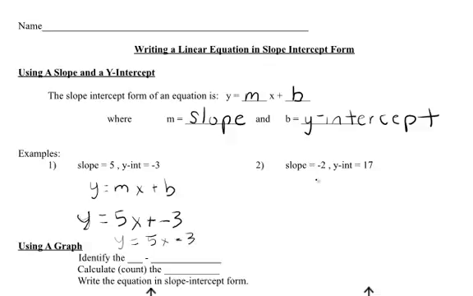Okay? Let's try another one. Again, y equals mx plus b. Our slope is -2, so we're going to plug that in for m. Our y-intercept is 17, so we've got y equals -2x plus 17.